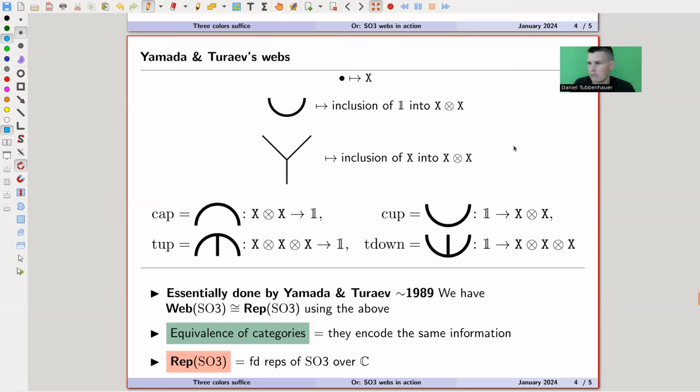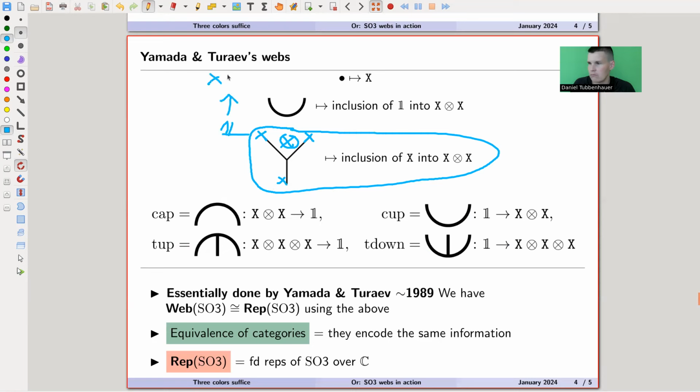And it turns out there's an equivalence of categories. They encode the same information: between our little web friend, where we have the four-color theorem, and representations of SO3, so representations of our matrix group. The equivalence goes as follows. You send a boundary to the representation X, and you send, for example, this guy to the inclusion. So here's X, and every strand you should see an X now, the inclusion of X into X tensor X. And here, for example, the inclusion of the trivial representation into X tensor X. All of these have a meaning in terms of SO3 representations.